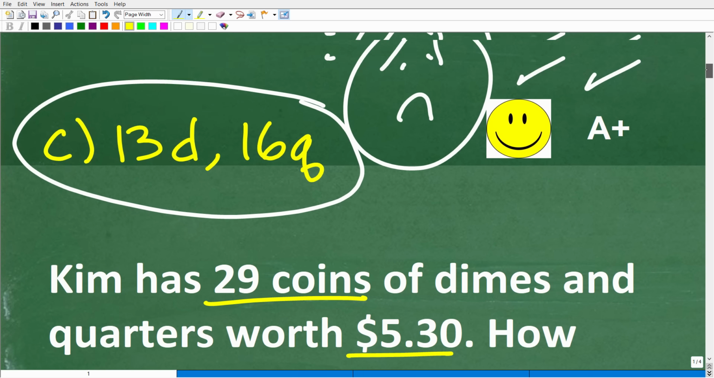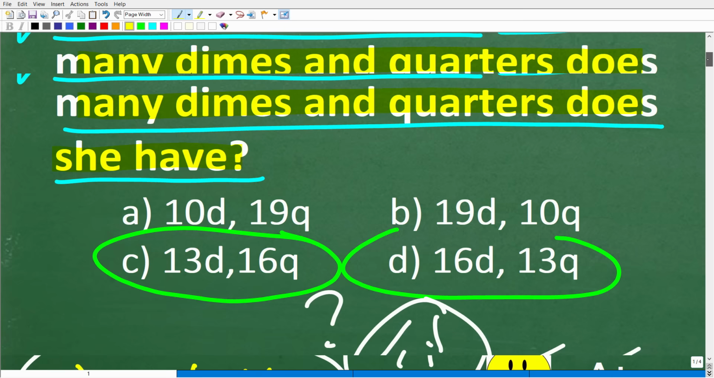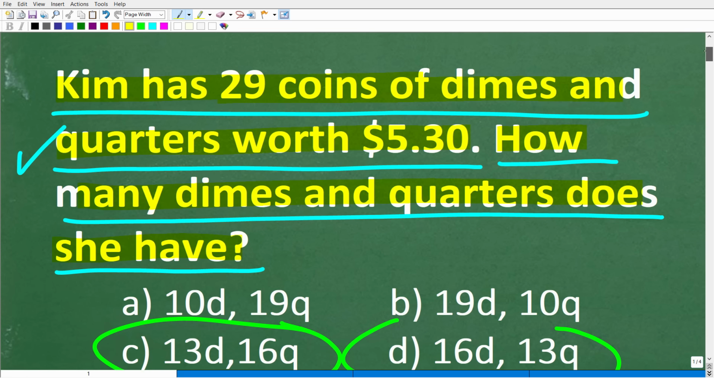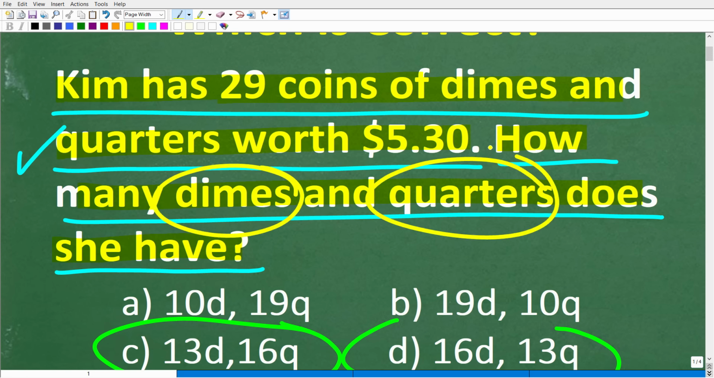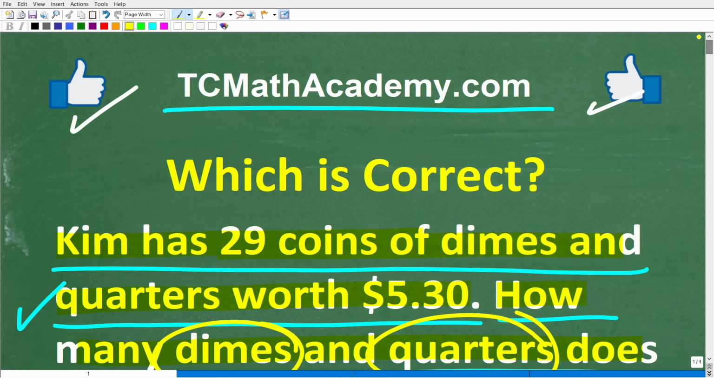And in this case, a big part of the problem was recognizing that we had two unknowns, right? The number of dimes and the number of quarters. So two unknowns in your question should kind of signal sometimes, hey, maybe I need to use two variables, which means I need two equations, which means I'm going to be dealing with systems.